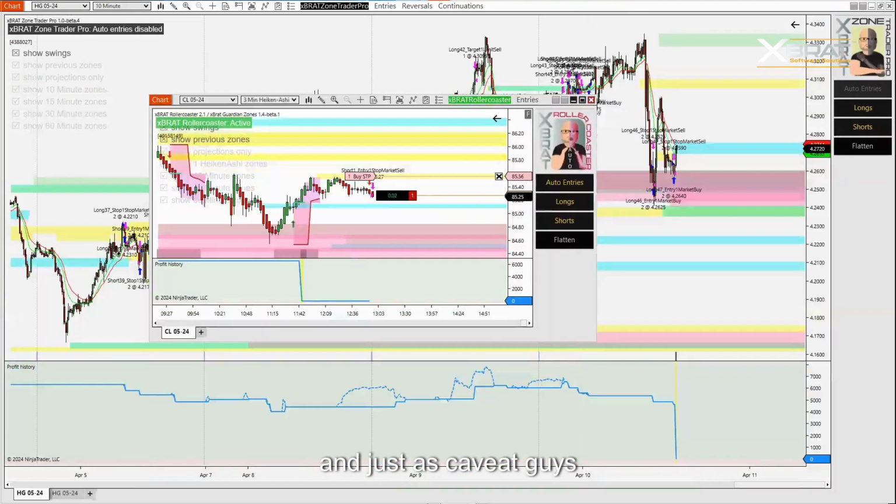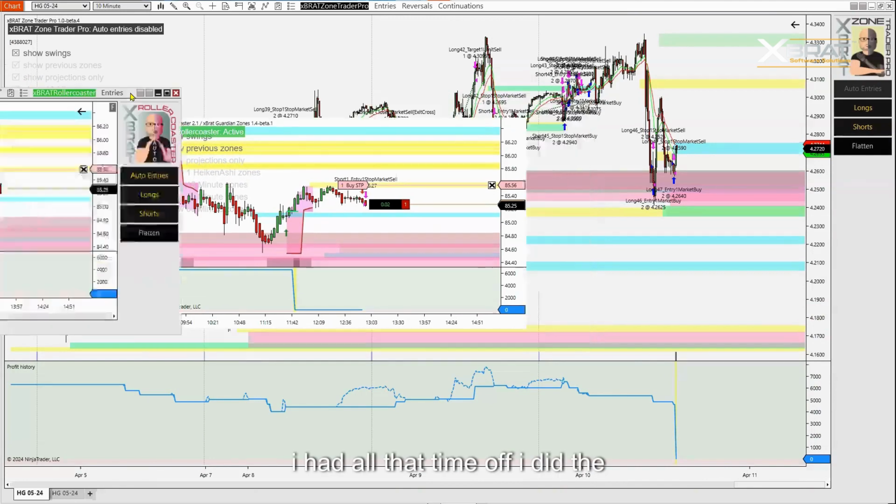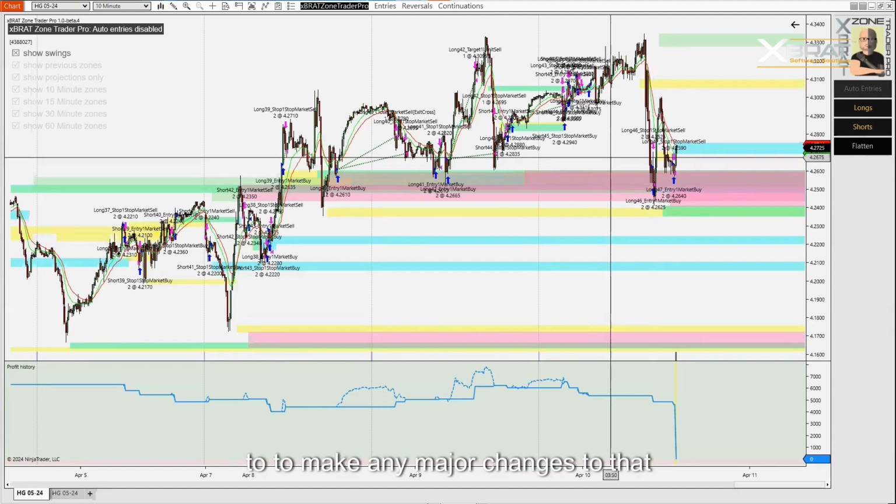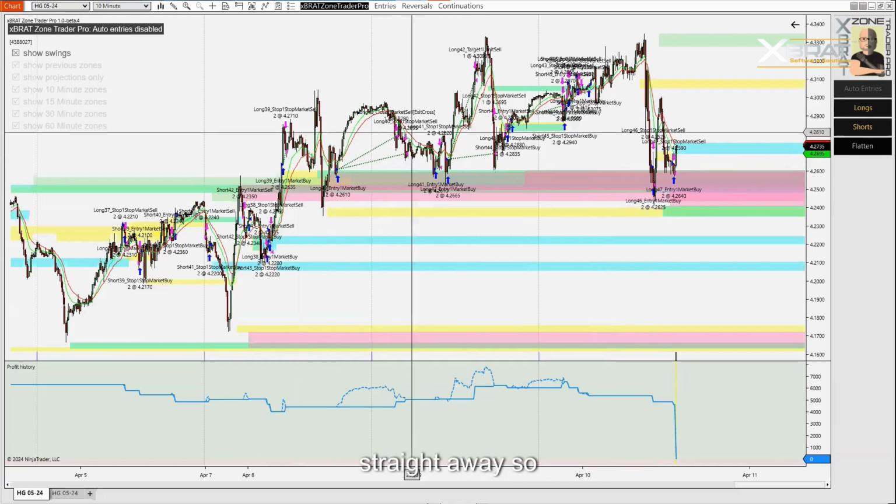And just as a caveat, guys, I had all that time off. I did the optimization today, and I told the guys while we were live today that I will be running all of these on sim for the rest of the week. Because like a pilot, if you haven't flown for a while, you've got to simulate. Even though you've re-optimized, you understand the behavior, you've got to simulate. Understand that the optimizations you've made are going to work. I'm not in a rush. Although my grandson did spend a lot of money while he was here, I'm not in a rush to make any major changes to that straight away.